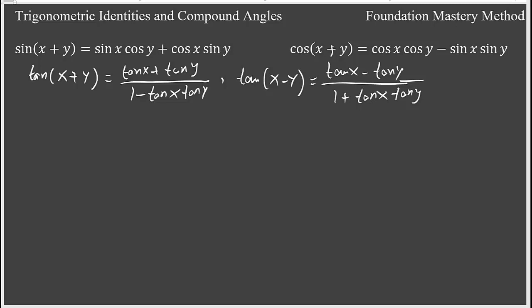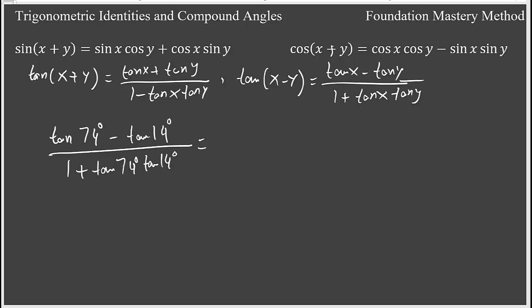Now we take one example. In this example, we want to find the exact value of tangent 74 degrees minus tangent 14 degrees, over 1 plus tangent 74 tangent 14. So if you compare with this formula, you can see you have a minus here and a plus here. So then x is actually 74 and y is 14. So you can use this form here.